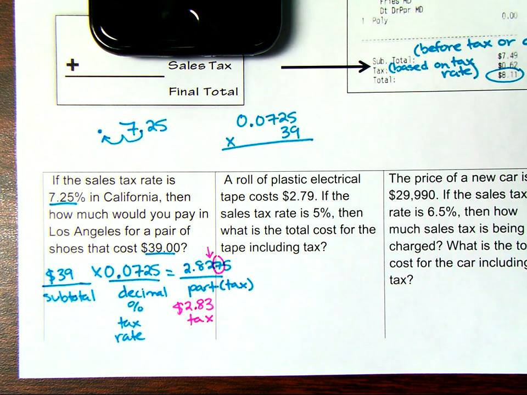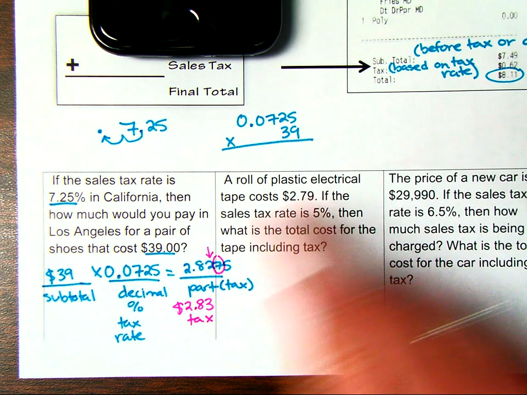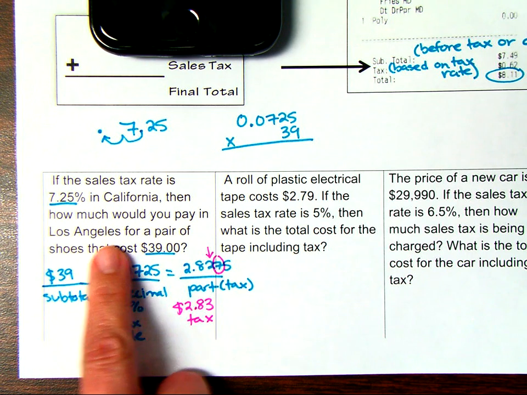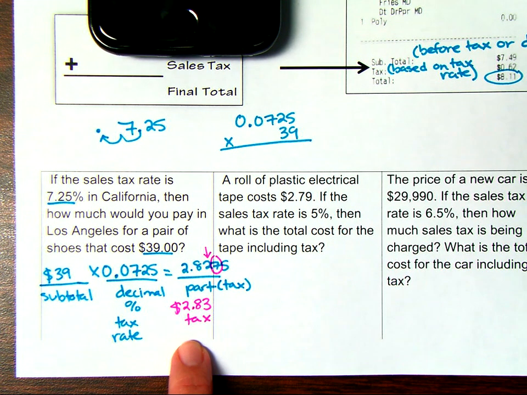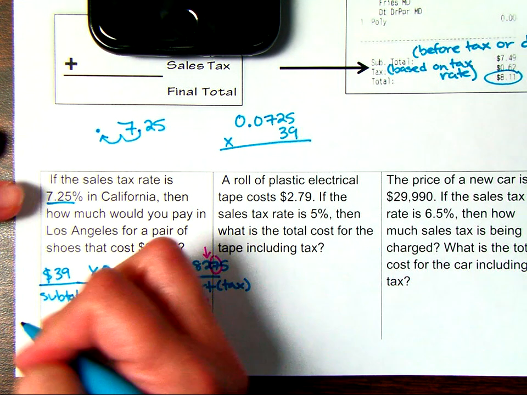Okay, but let's go back and double check. Was that what they wanted for the question? How much would you pay in Los Angeles for a pair? Were we only paying $2.83? No, that's just the tax part. So then we're going to take the $39.